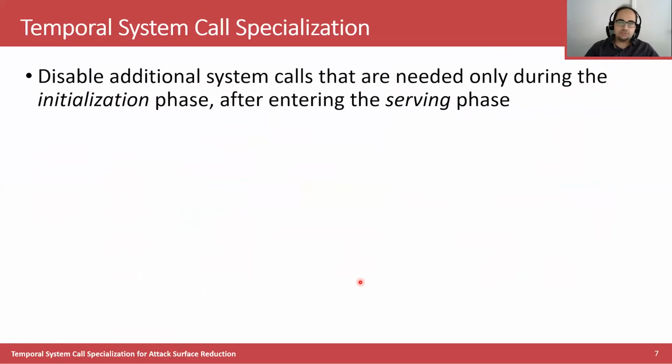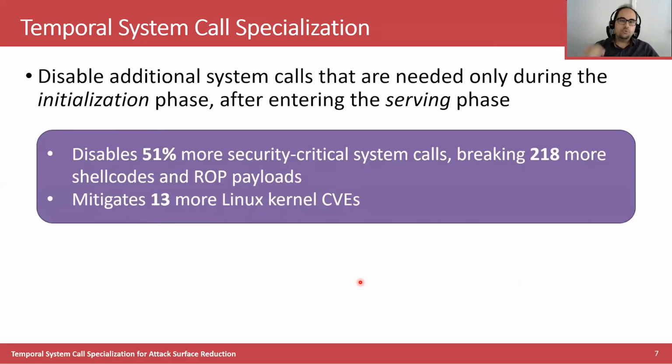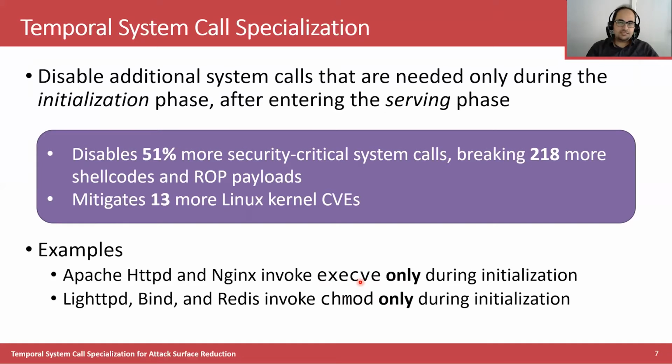With temporal system call specialization, we aim to disable additional system calls that are needed only during the initialization phase after the program enters the serving phase. We're able to disable 51% more security critical system calls, breaking 218 more shellcodes and raw payloads, and mitigating 13 more Linux kernel CVEs. As an example, Apache HTTPD and Nginx invoke execve only during initialization, while ProFTPD, bind, and Redis invoke chmod only during initialization.